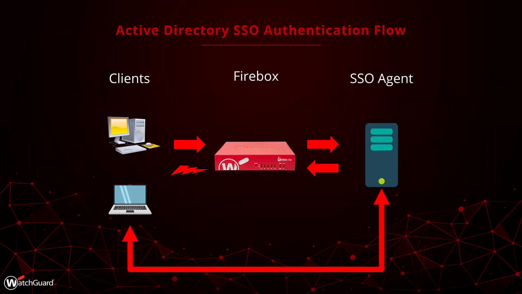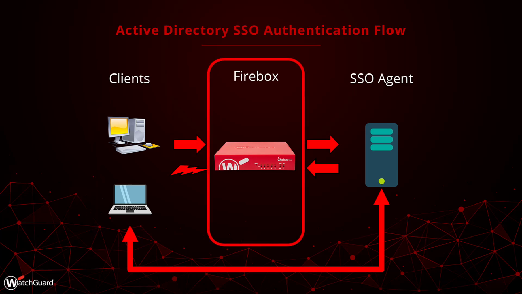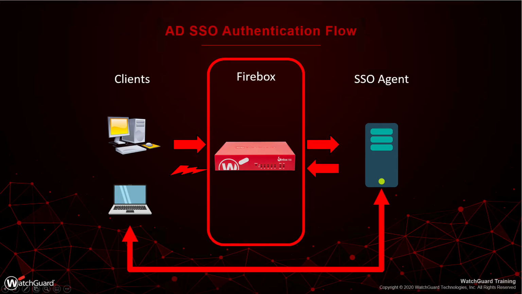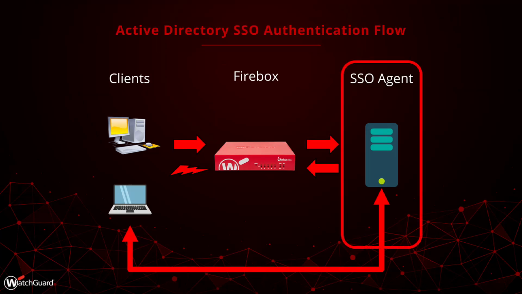So what does this authentication flow look like? Well, without going into too much detail about the different software components yet, first we begin with the client request for internet access. It will send that traffic to the firebox. The firebox then realizes that it needs to retrieve the user information, so then it will ask the SSO agent. The SSO agent then, via some mechanism, asks the client devices and then retrieves that information and passes it back to the firebox.